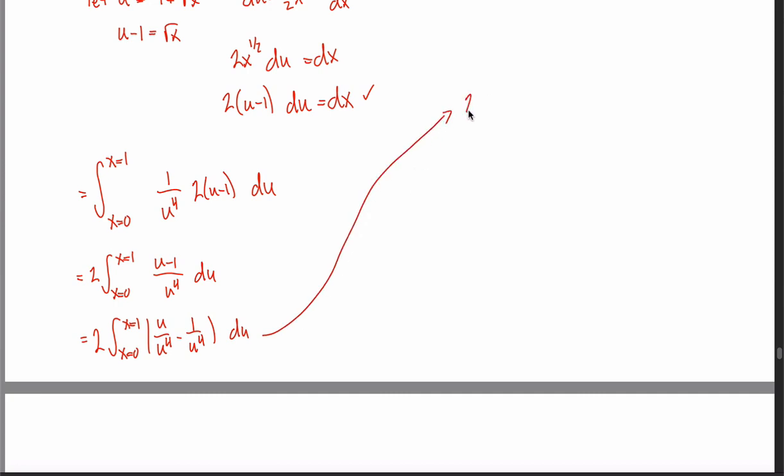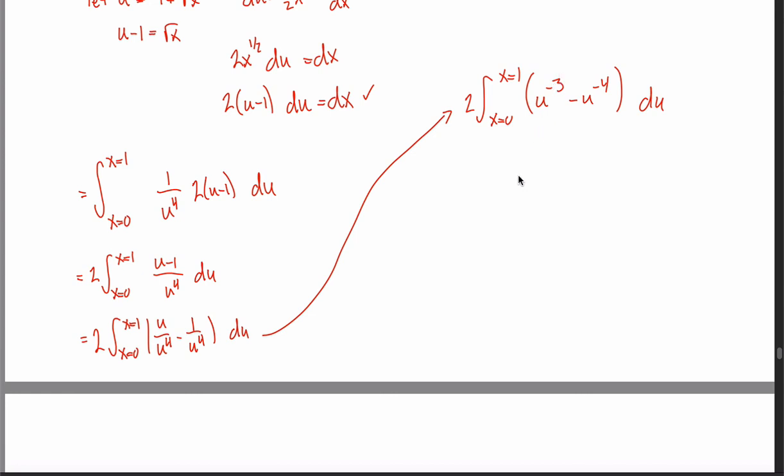I get that this is 2 times the integral from x equals 0 to 1 of u to the negative third power minus u to the negative fourth power. And that's because u over u to the fourth is the same as 1 over u cubed. I can cancel a u. And 1 over u cubed is the same as u to the negative third. And then 1 over u to the fourth changes into this u to the negative fourth. And now, finally, I can take the antiderivative and be in good shape.